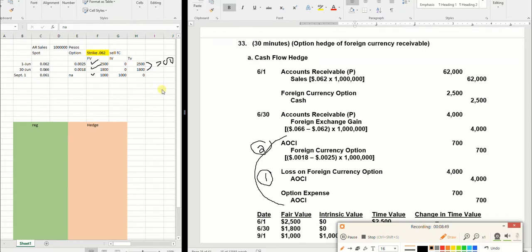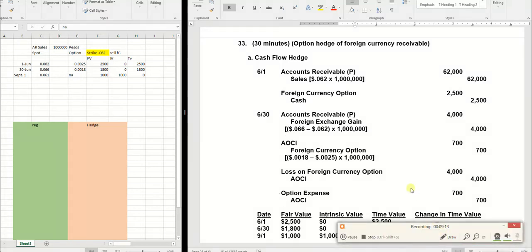But at any rate, the time value is going down, so I have option expense of $700, take it to AOCI. So there's your 3 journal entries. Offset the gain or loss, adjust the option to fair value, adjust for the time value. So right now I'm sitting at 1,800 and 1,800 there. All right. So now let's go to the next one. I've got to clear these so they stay on my screen.